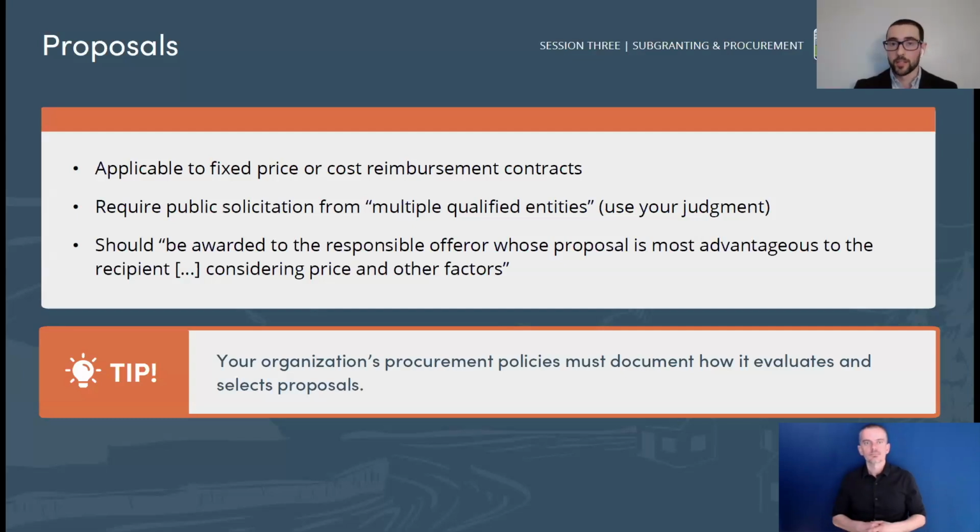With proposals, we need public solicitation of them from multiple qualified entities. Again, use your judgment as to what constitutes multiple, what constitutes an adequate number, right? But with proposals, the uniform guidance specifies that the award should be given to the responsible offeror whose proposal is most advantageous to the recipient, considering price and other factors. Okay, so it's not just price. There could be other factors that go into this.